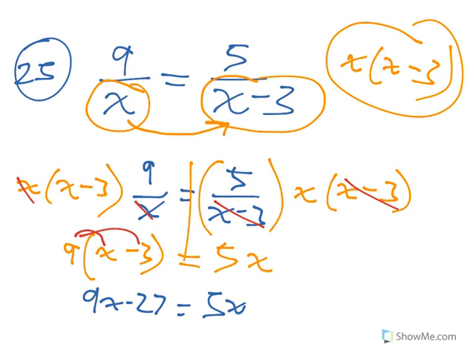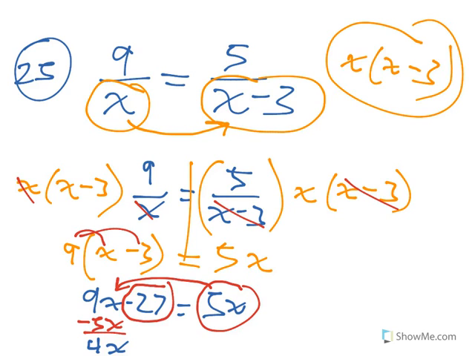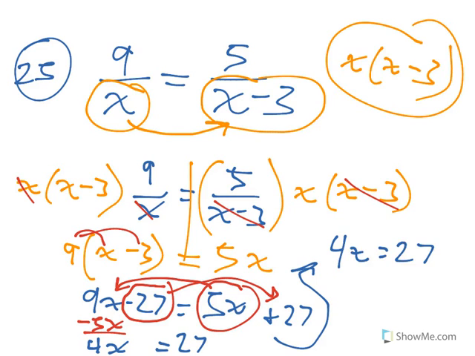And now we simply combine our like terms. We got to take that 5x, bring it over to the 9x. It becomes a negative 5x. So that leaves 4x. And of course we take the negative 27, we flip it over and it becomes a positive 27. So 4x equals 27. If I bring it up here, we simply now have to divide by 4, and our answer is here.